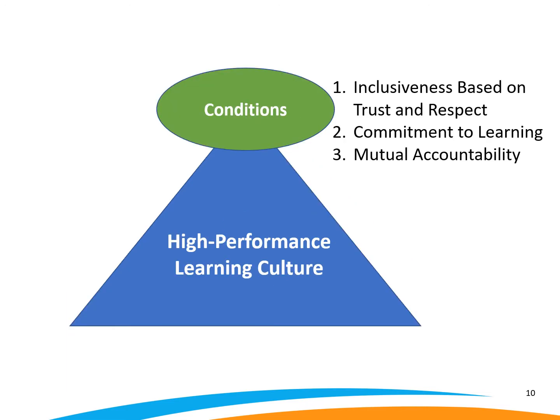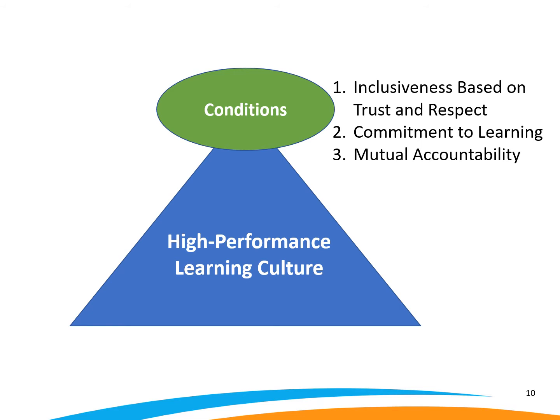We started this module with a focus on conditions, and there are 3 conditions that we investigated and looked deeply at that really are the cultural prerequisites for high-performance learning. They are inclusiveness based on trust and respect, a shared commitment to learning throughout the organization, and a collective sense of mutual accountability throughout the organization. Now, as we review each of these, we may be reminded that inclusiveness requires each member of a learning community to perceive that they are trusted and contribute to the mutual trust and respect that is essential for high-performance learning.